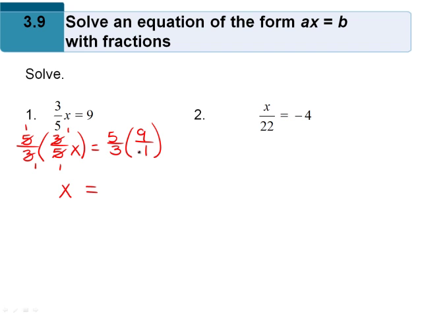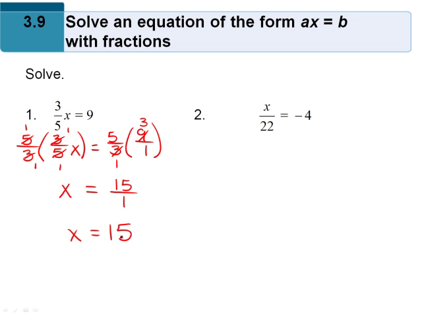Now, over here, we don't have any signs to worry about, but I can cancel by 3. 3 divided by 3 is 1, and 9 divided by 3 is 3. So 5 times 3 is 15. Over 1 times 1 is 1, so x equals 15.